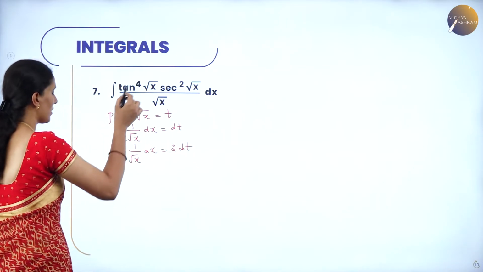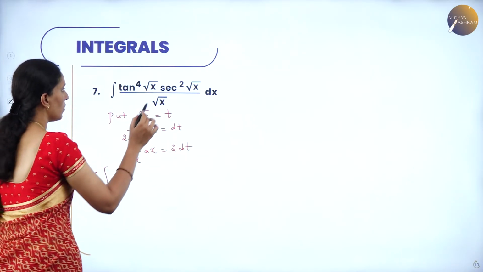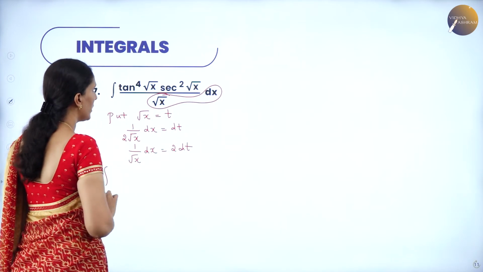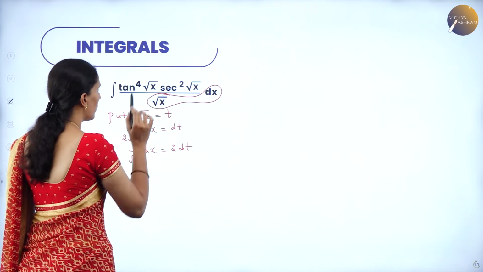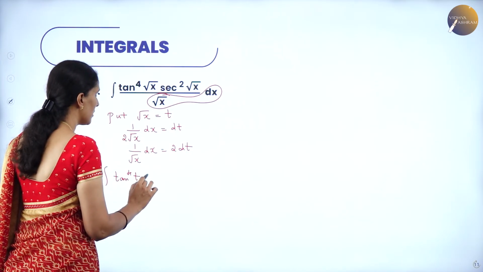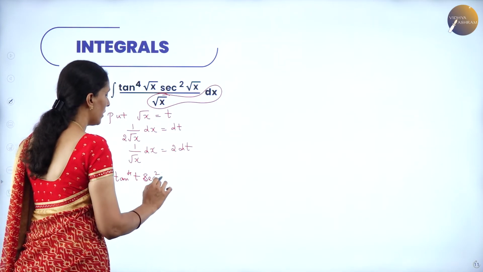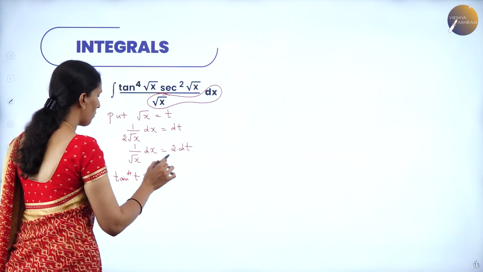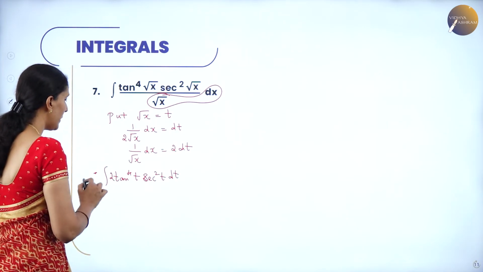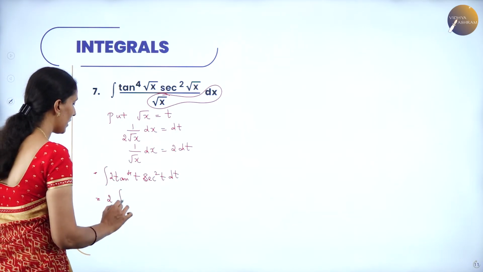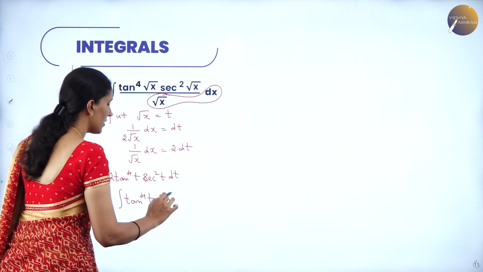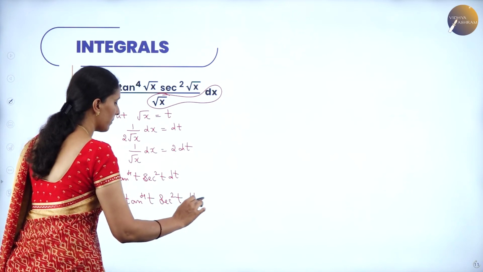Now replace back here, it happens. So 1 by root x into dx can be written as 2 into dt. Tan root x becomes tan to the power 4 t secant square t, and here we have 2 dt, so I'll write 2 here, dt here. Let me take 2 outside, then it becomes tan power 4 t secant square t dt.